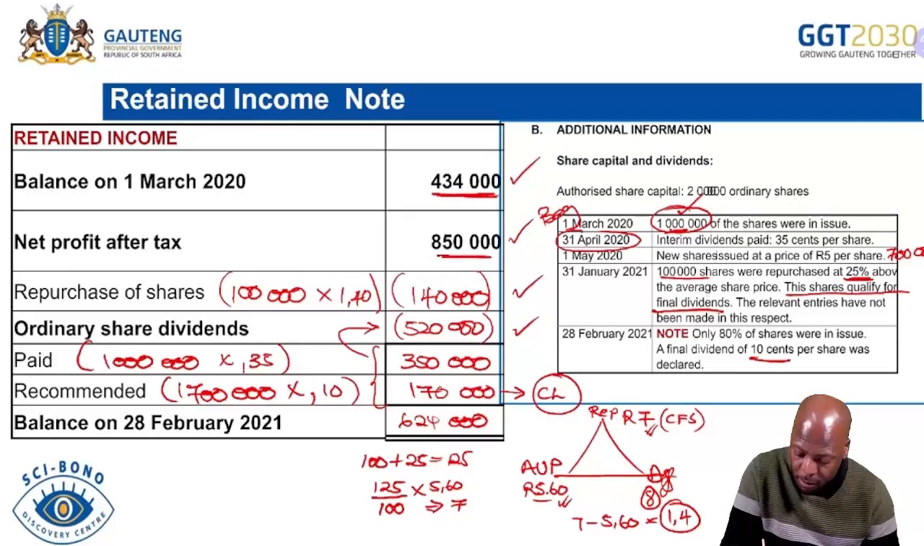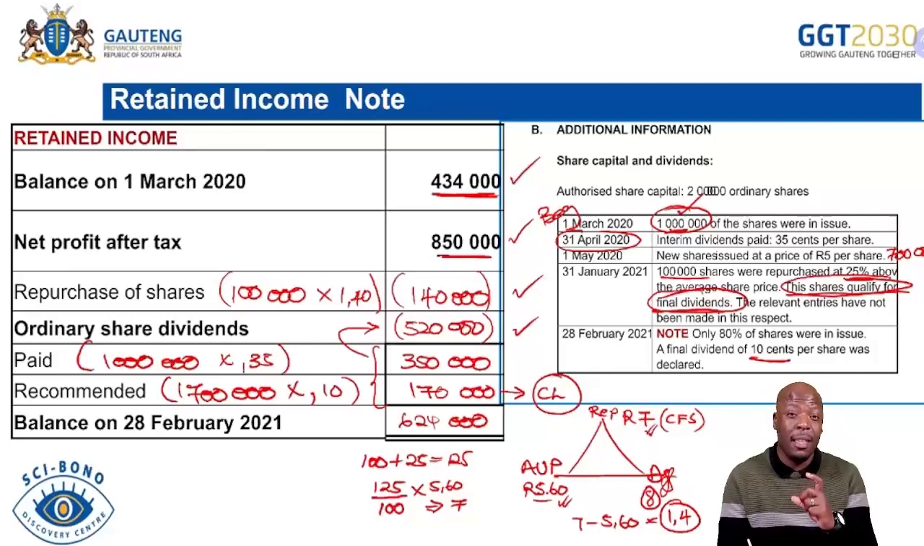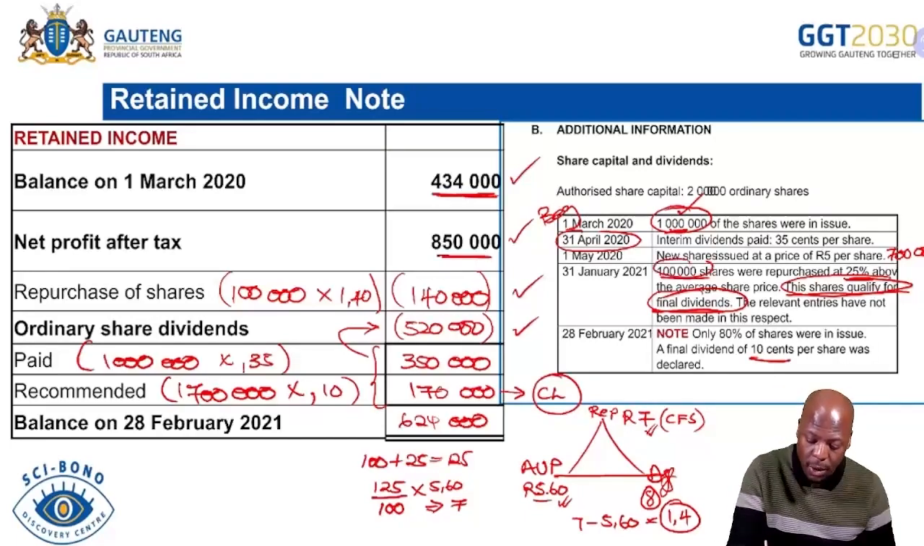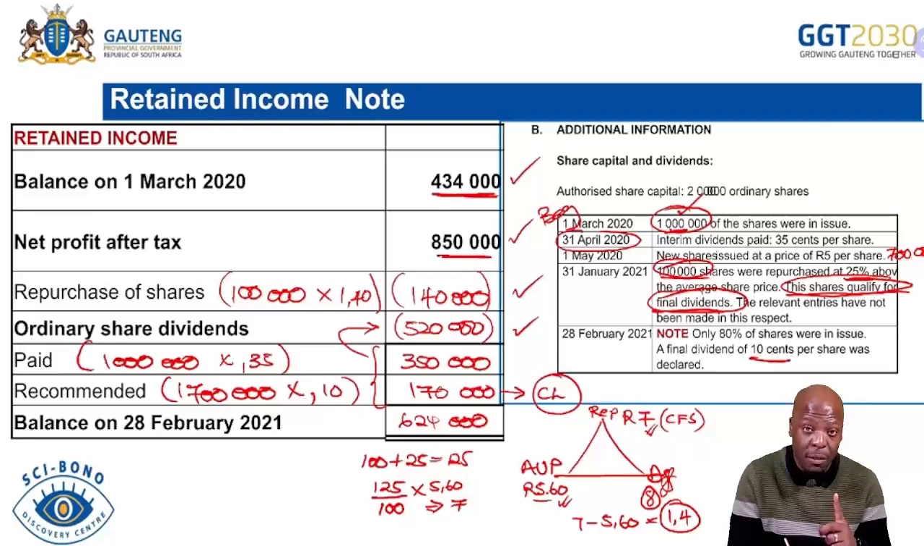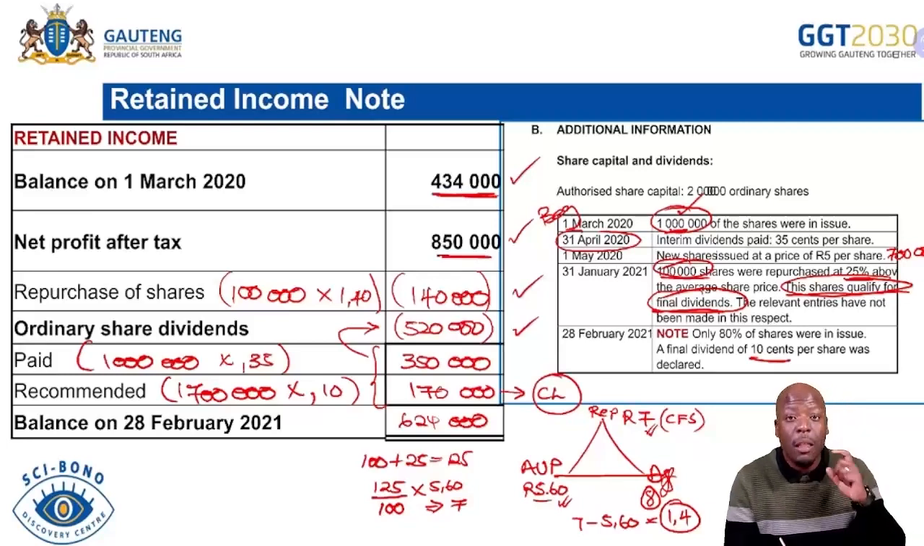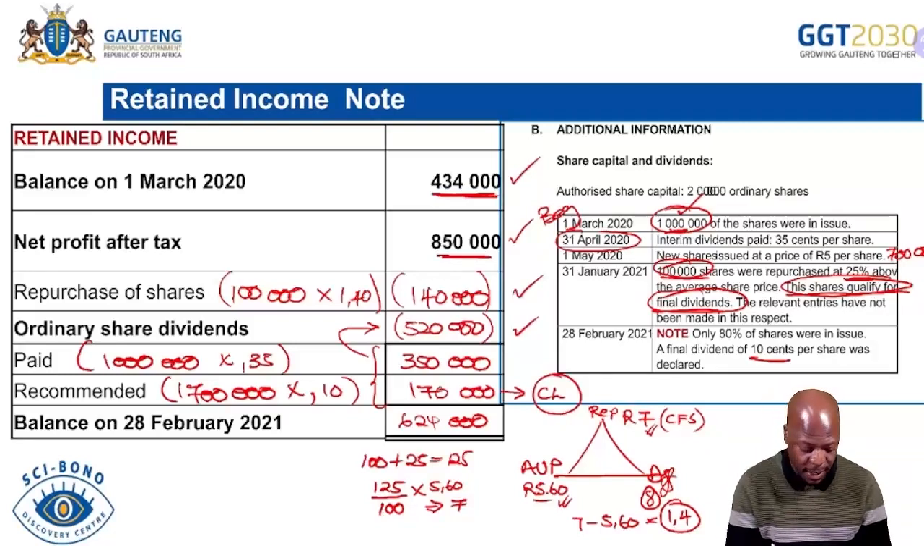These shares qualify for final dividend. Most of you make a mistake in the exam and then you exclude the shares repurchased, which is this 100,000. If you had issued the final dividend to 1.6 million, that would have been incorrect. Why? Because the shares repurchased, that 100,000, was getting the final dividend.